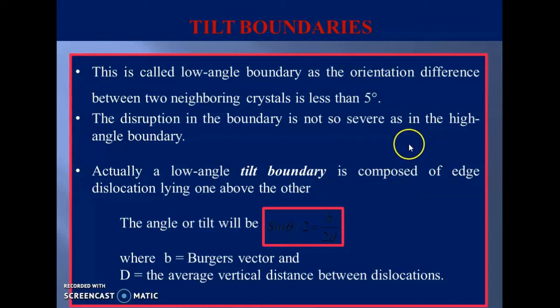So a tilt boundary can be called a low angle boundary when the orientation difference between two neighboring crystals is less than 5 degrees. The disruption in the boundary is not so severe as in the high angle boundary. Actually, a low angle tilt boundary is composed of edge dislocations lying one above the other. The tilt angle is given by sin theta by 2 equals b by 2d, where b is the magnitude of the Burgers vector, and d is the average vertical distance between neighboring edge dislocations.